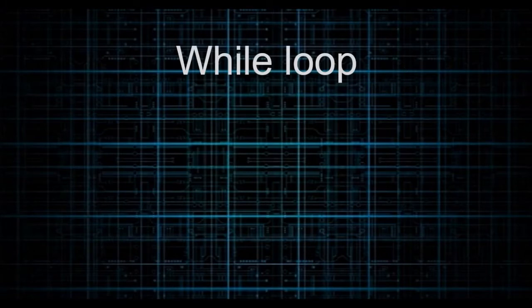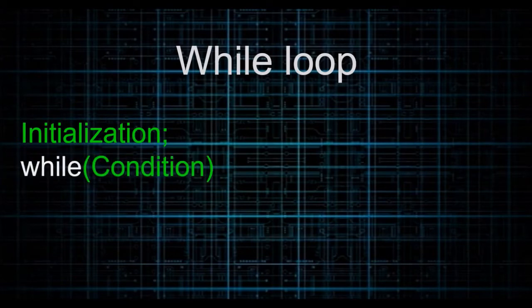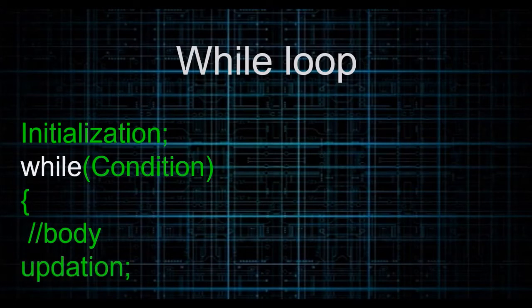Now let's go through the syntax of the while loop. As you can see on the screen, first is initialization, then while condition, then the opening curly braces. Then the body depends upon whatever logic you are performing within your program, and updation, which we already talked about. It will be more clear with an example.